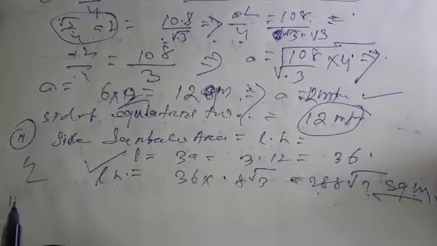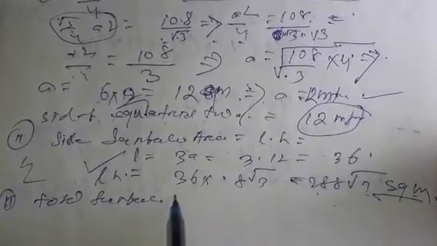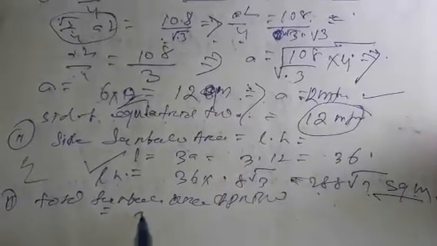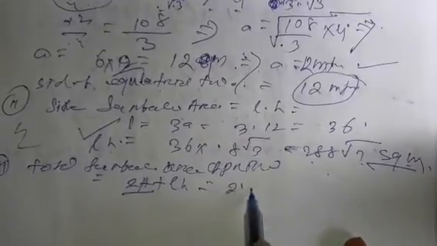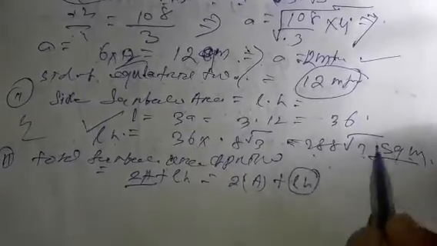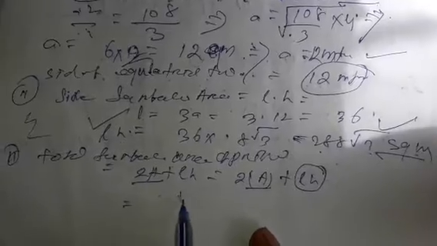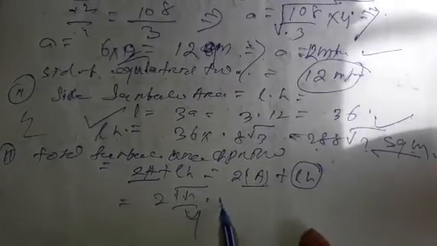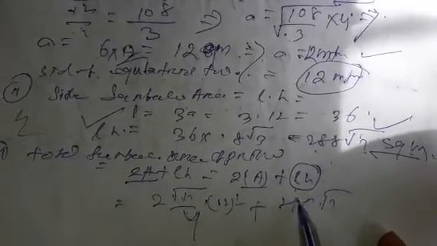Then we calculate the total surface area of the prism, equal to 2A plus LH, where 2 into A is the area of the equilateral triangle, plus LH. We calculated LH is equal to 288√3. So the area is equal to 2 into √3 by 4 into 12 whole square, plus LH, which is 288√3.